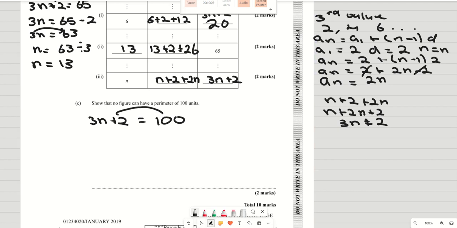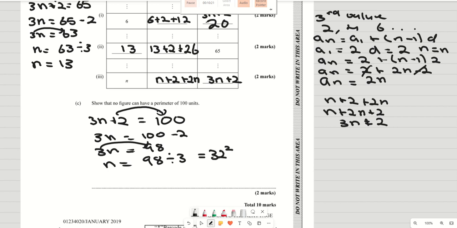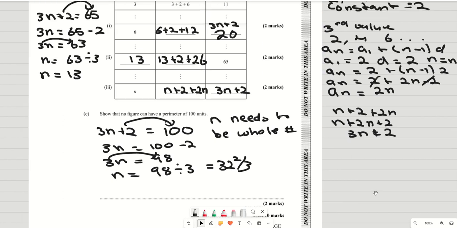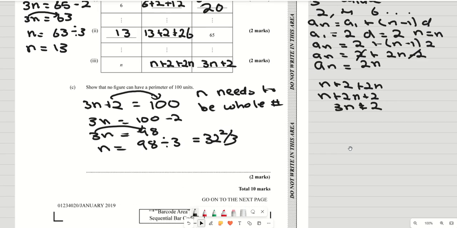You carry across, again, we're going to do opposite of BODMAS. So you carry across plus first, so that's 3n is equal to 100 minus 2. So 3n is equal to 98. You carry across, multiply by 3, that's divide by 3. So n is equal to 98 divided by 3, which is 32 and 2/3. Now, n needs to be a whole number, because if we look at it, your figure numbers here are whole numbers, right? You cannot have 32 and 2/3 of a thing.